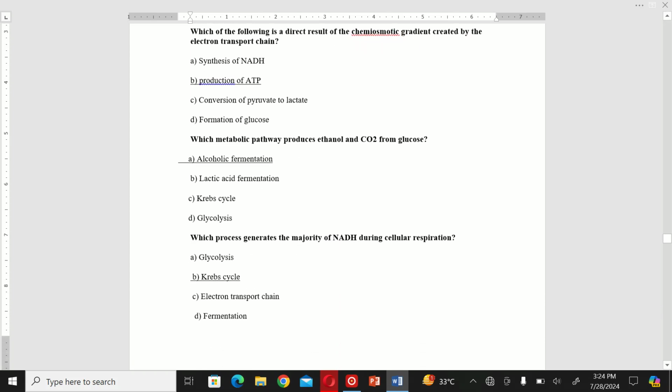The next MCQ: which of the following is a direct result of the chemiosmotic gradient created by the electron transport chain? A. Synthesis of NADH, B. Production of ATP, C. Conversion of pyruvate to lactate, and D. Formation of ATP. So the correct option is B.